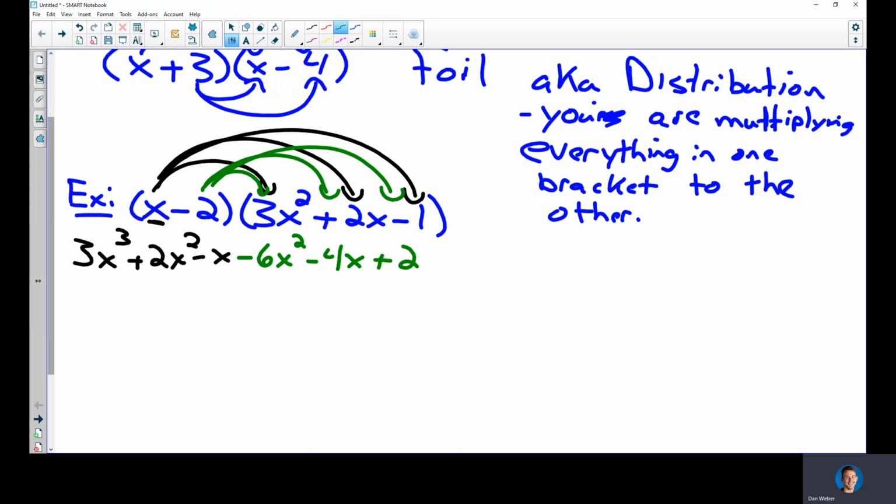Now, all we do is you add like terms, okay? Now, combine.